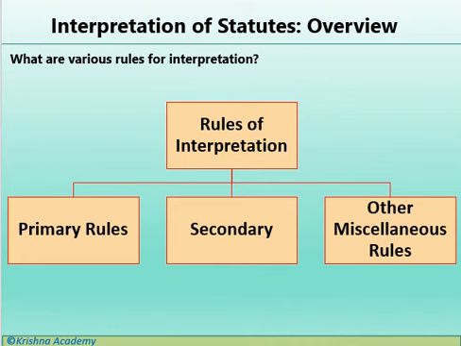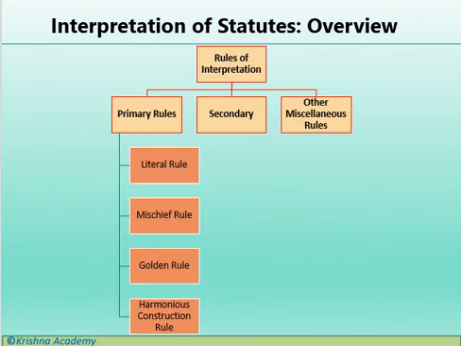What are the various rules of interpretation? On the screen you can see the table chart. All the rules are divided into three broad categories: primary rules, secondary rules, and third is other or miscellaneous rules. In some law books, interpretation of statutes is divided into two categories: primary rules and secondary rules, and somewhere into three. For convenience we have categorized here in three parts. However, in exam you can write two or three, whatever you like. Let us go to the next part.